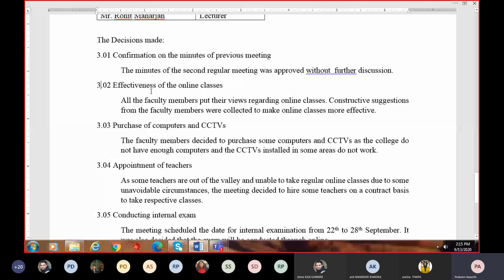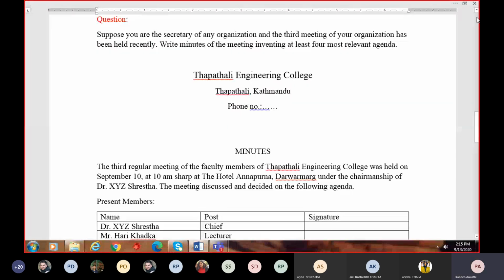Are we supposed to make tables while writing the names in minutes? Yes, this is also a good question. Table when writing minutes. Here, are you talking about this one, the decisions made? No, sir, the list of present members, writing the names of members.